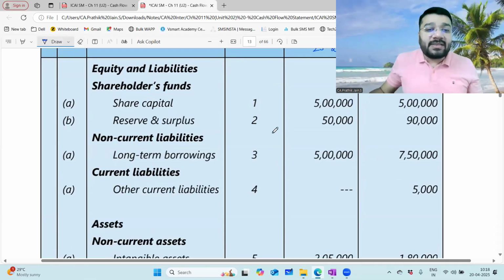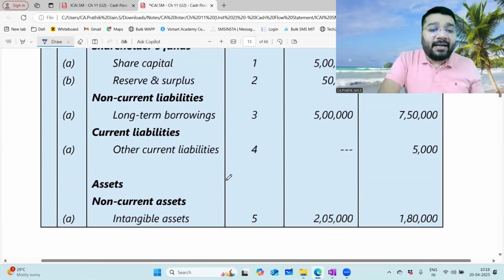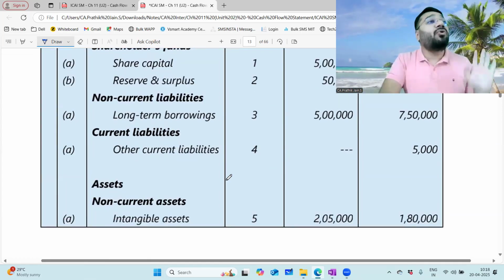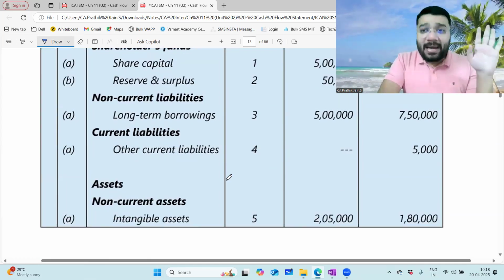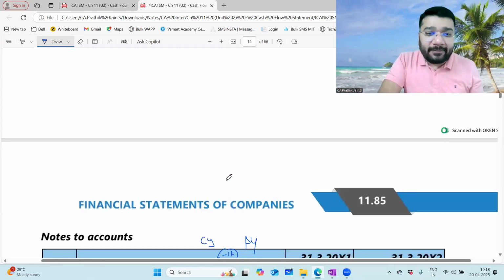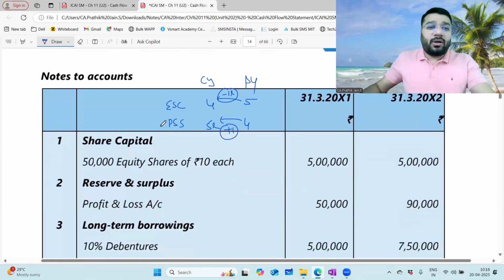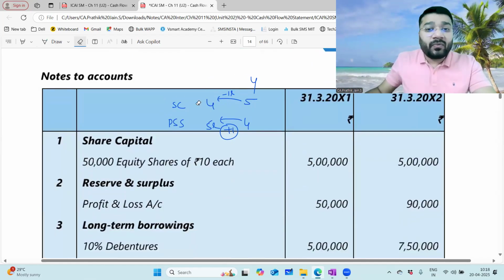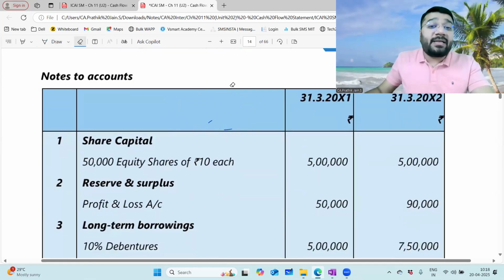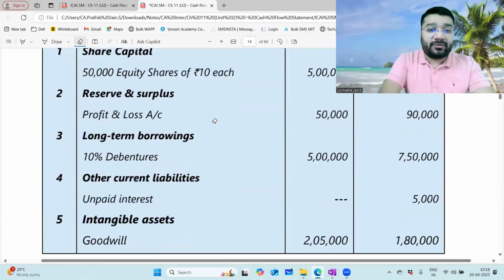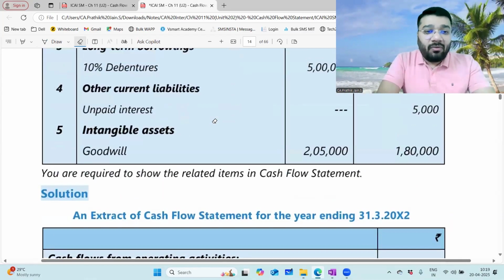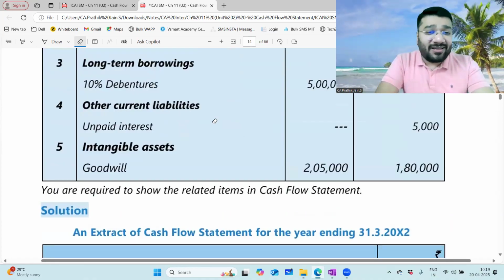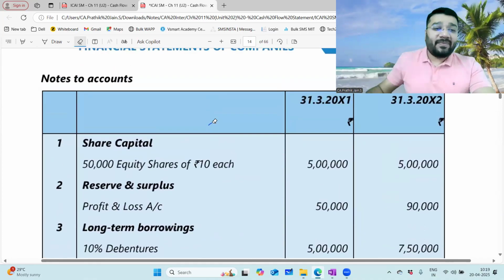So share capital, reserves and surplus, long-term borrowing, other current liabilities, and intangible assets: all the items have notes to accounts. So I should not look at the balance sheet now. Let's go to notes to accounts directly. Or rather, before that, I'm interested to know what is given in the additional information. Oh, wonderful. You are required to show the related items in cash flow. No additional items. Wonderful. Now, directly, share capital.